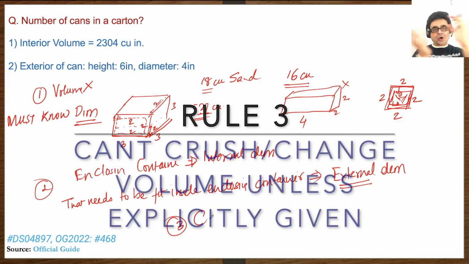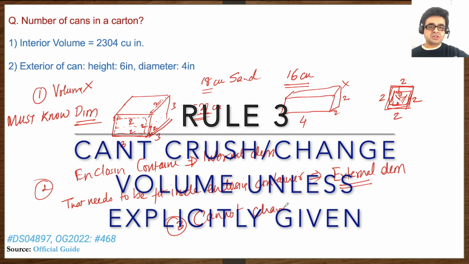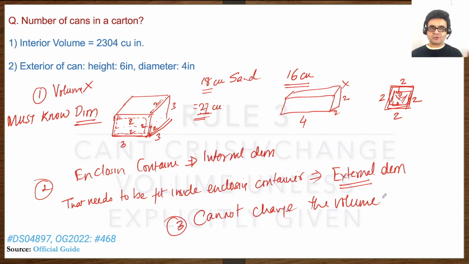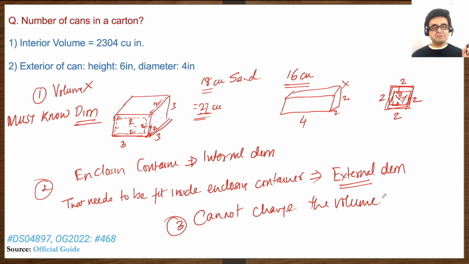This is not about how many of these can you crush and put in, because that will change the question. So that is the third postulate that you should remember in solving these problems. Cannot change the volume unless the question actually gives you explicitly that you're changing the volume in some way. You can make an assumption that these volumes and these dimensions cannot be changed and try to solve the question from there. So let me just quickly review.